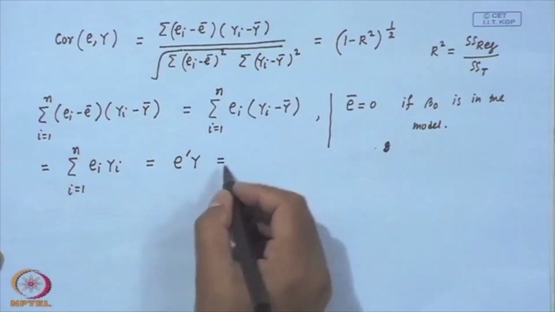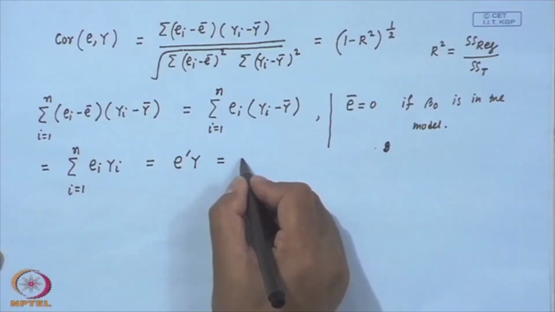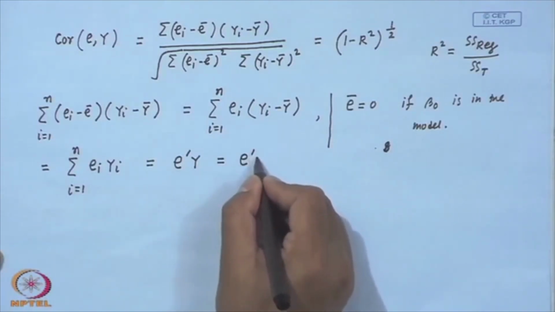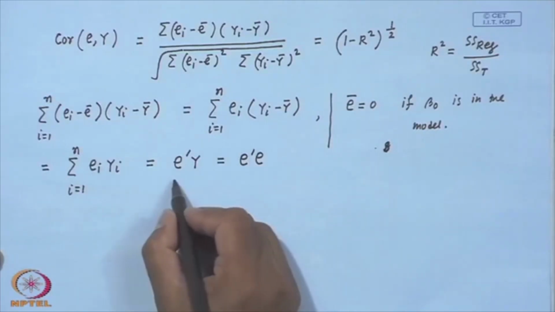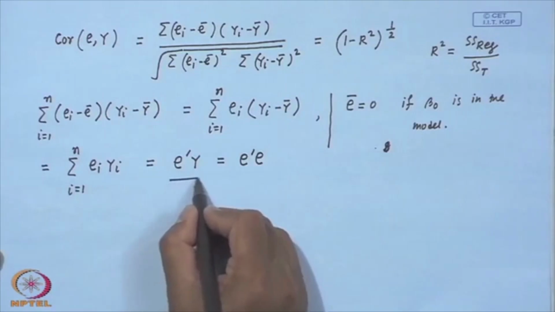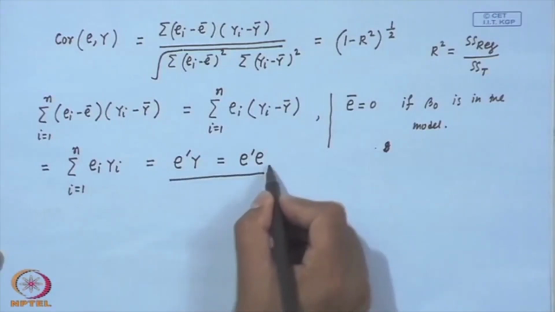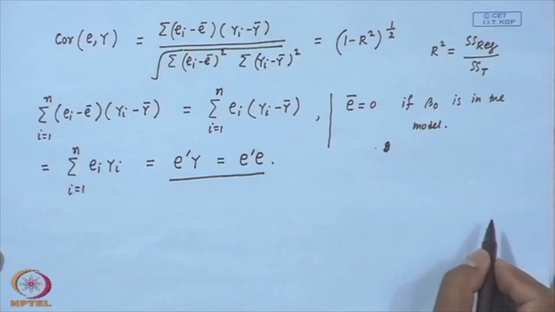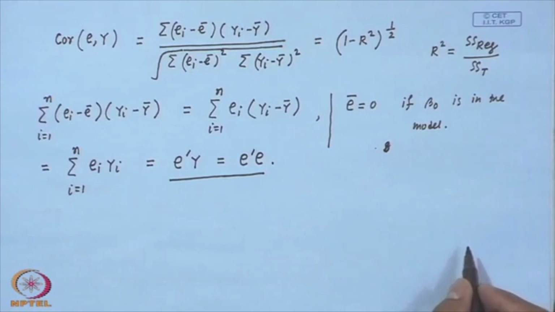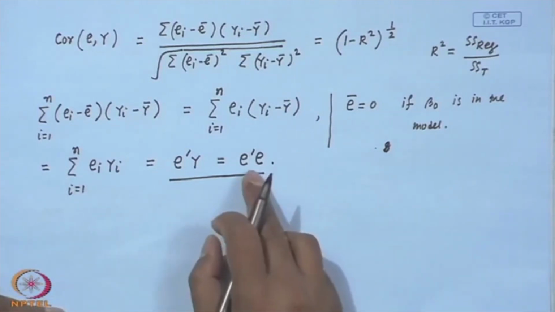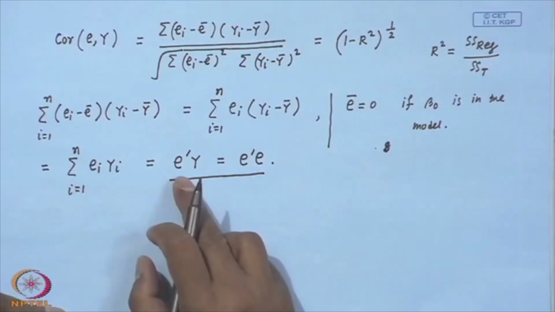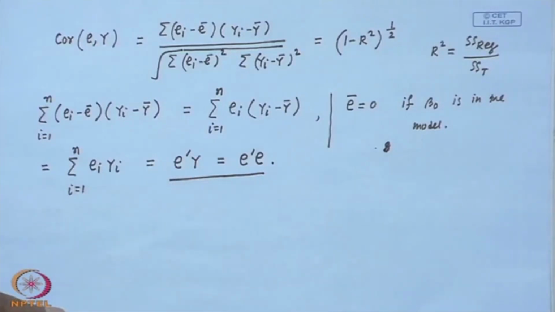Anyway, now what is E prime y? Can I write this as E prime E? It is not trivial. So, we need to check this part whether this is equal to E prime E. Okay. So, let me start with E prime E, and then I will prove that E prime E is equal to E prime y.